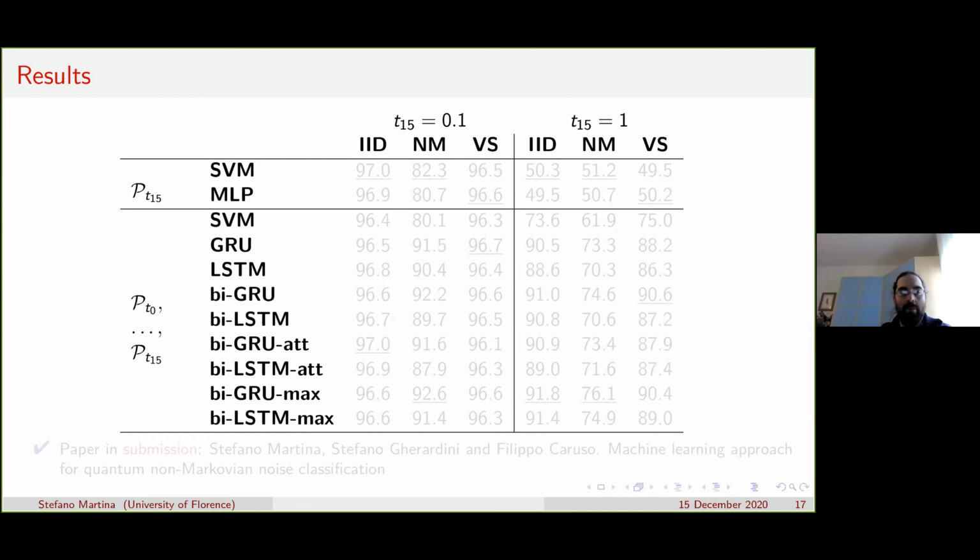GRU and LSTM are unidirectional deep recurrent neural networks that process as input the population and use GRU units or LSTM units. Bi GRU and Bi LSTM are bidirectional deep recurrent neural networks. Bi GRU ATT and Bi LSTM ATT are bidirectional recurrent neural networks that use an attention mechanism instead of the standard aggregation. And finally, Bi GRU max and Bi LSTM max use max pooling aggregation.